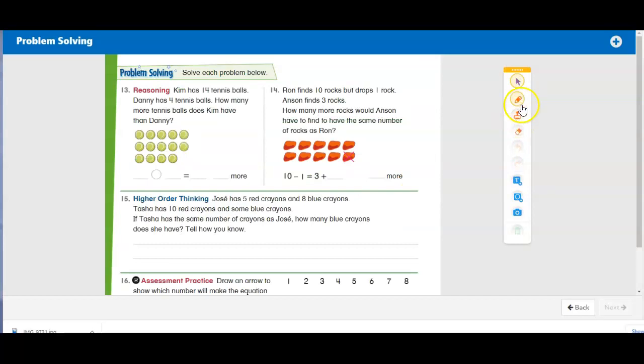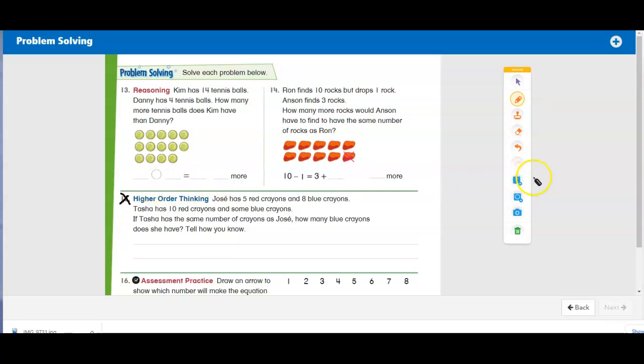And for the last page of our workbook, we are going to be skipping over problem number 15, but solving 13, 14, and 16. Let's look at number 13. It says Kim has 14 tennis balls. Danny has 4 tennis balls. How many more tennis balls does Kim have than Danny? So it wants us to solve the equation by filling in the missing parts.